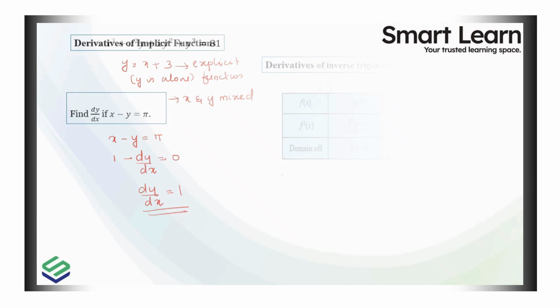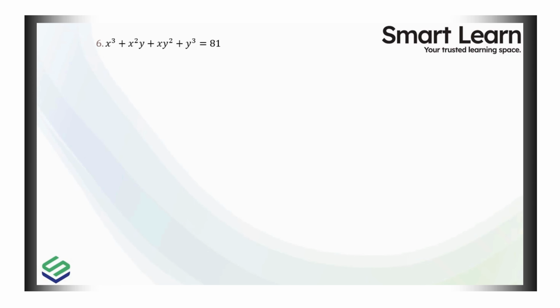Now, how can we do this question? Here, x cube: the derivative of x raised to n is n x raised to n minus 1. So here x cube gives 3 into x raised to 3 minus 1, that is 3x square, plus x square y. Here there are two functions, that means we will use the product rule. What is the product rule? (uv)' is u'v plus uv'.